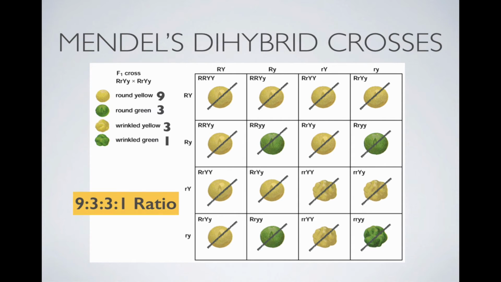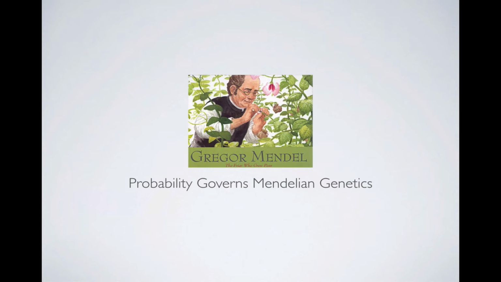And from this, he figured out his third law, the law of independent assortment, which means that each trait is assorting or separating. The alleles are separating with no respect to the other alleles. Each pair of alleles is independent of all the other pairs of alleles.